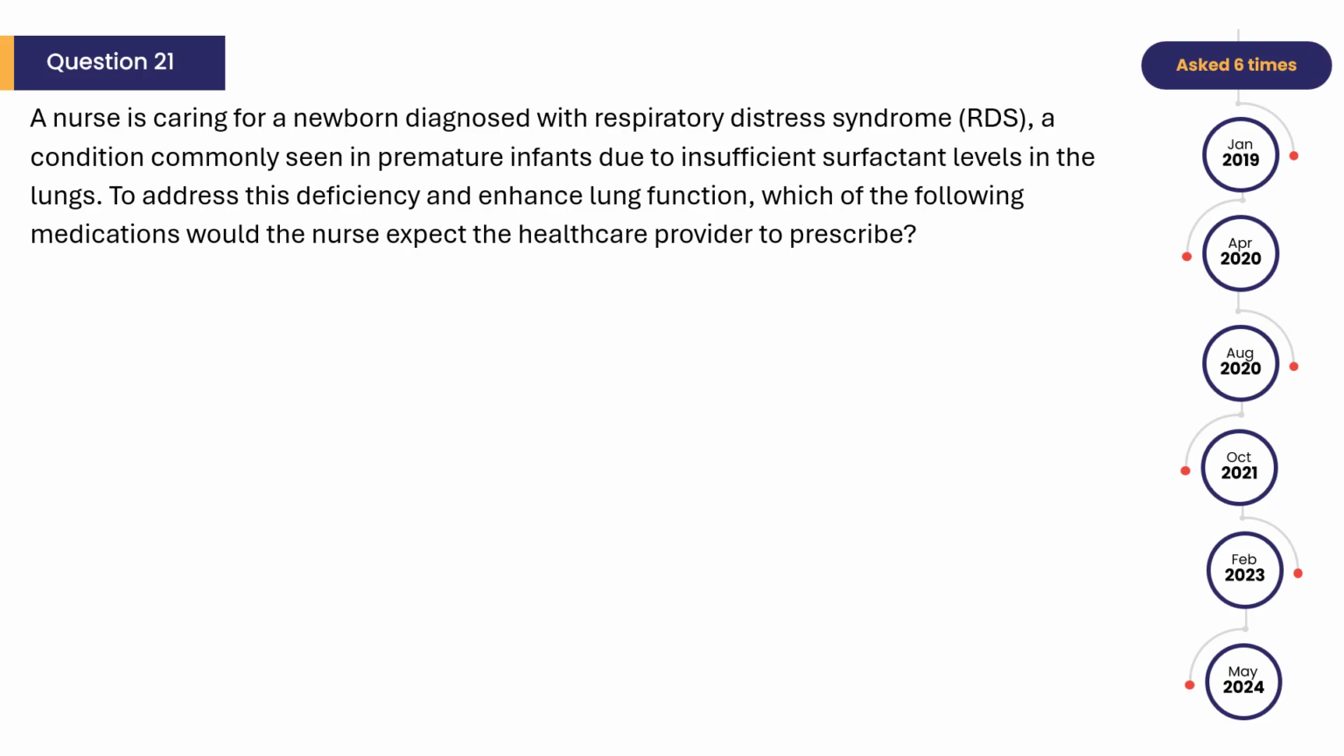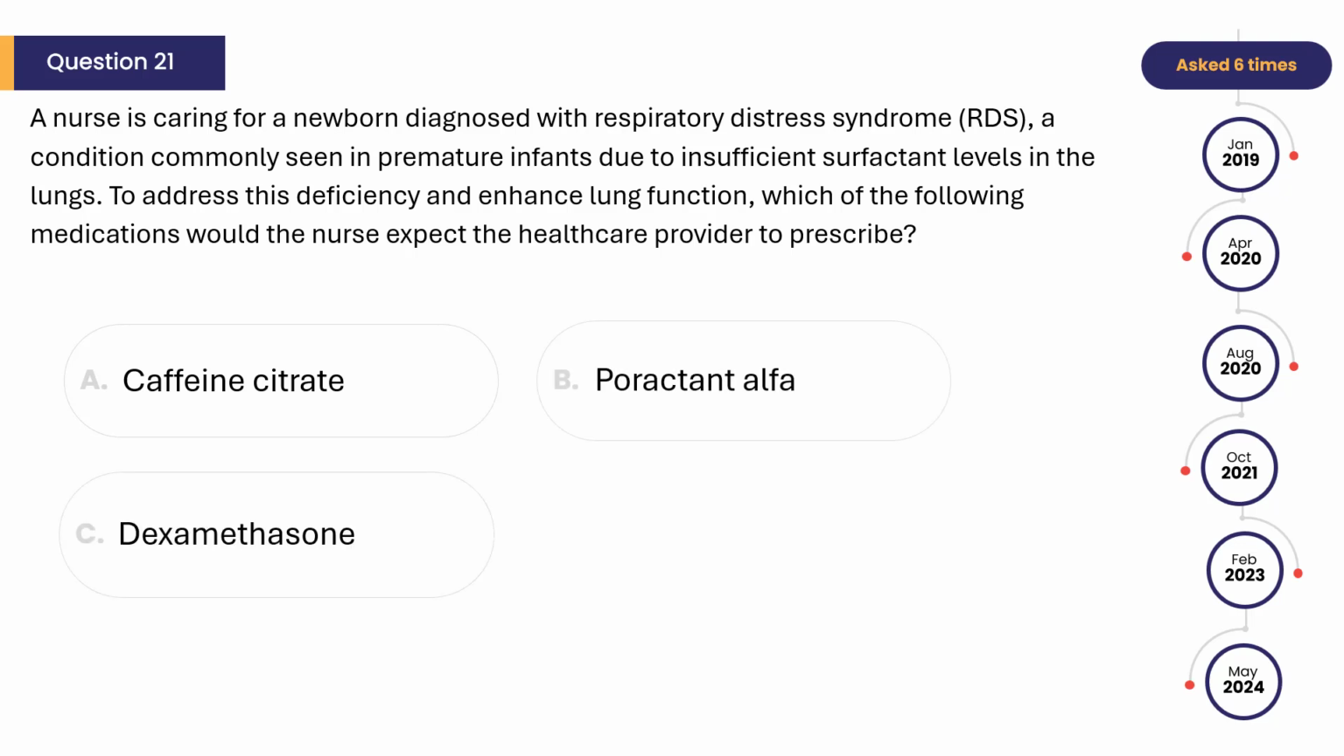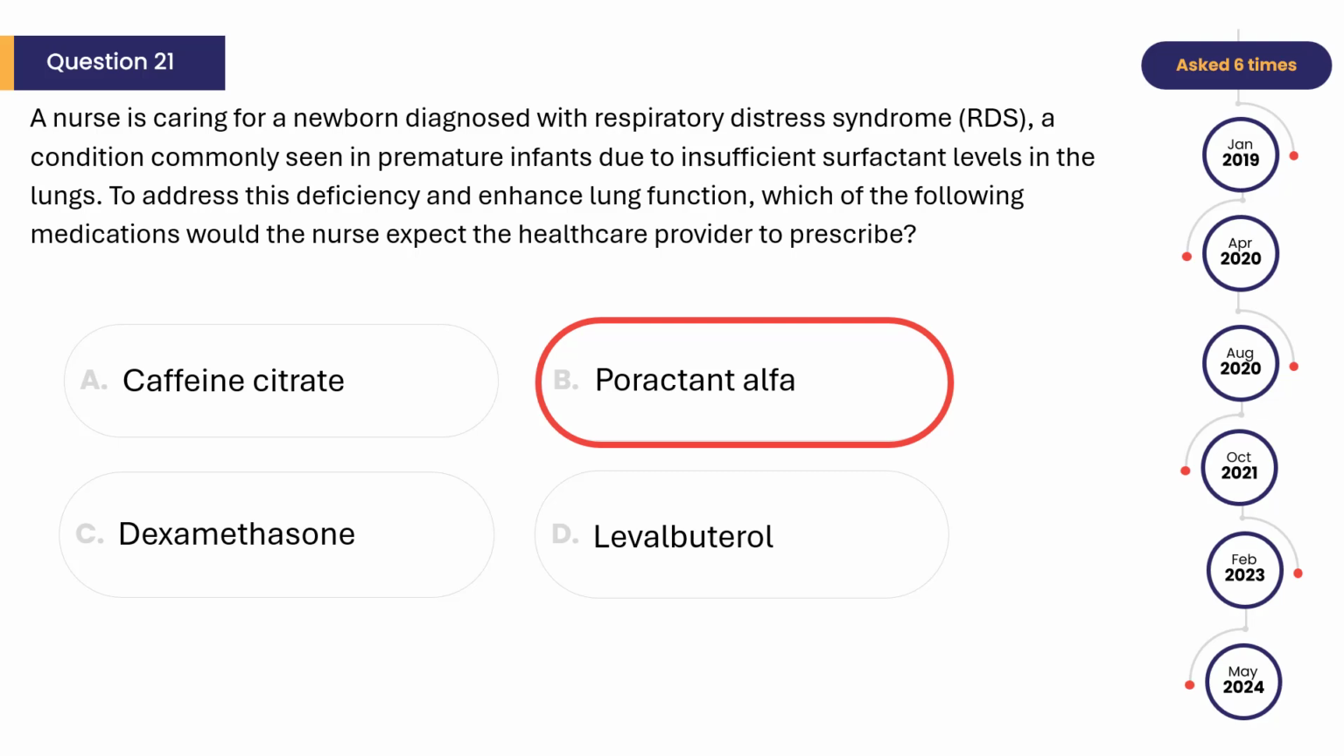To address this deficiency and enhance lung function, which of the following medications would the nurse expect the healthcare provider to prescribe? A. Caffeine citrate. B. Poractant alfa. C. Dexamethasone. D. Levalbuterol. The correct answer is B. Poractant alfa. B is correct.